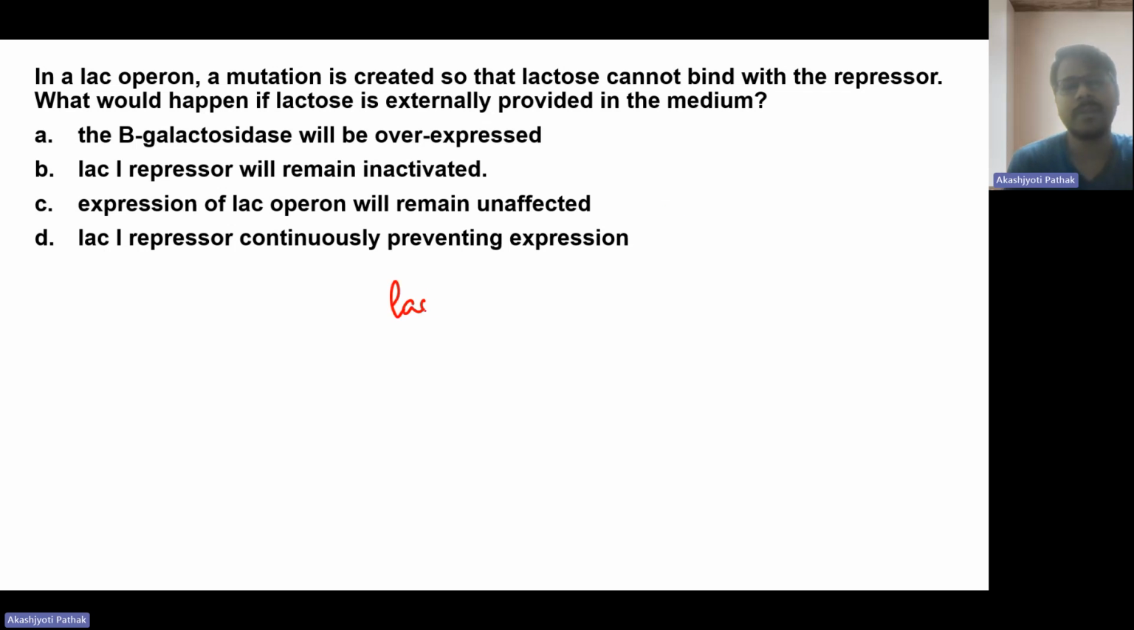So if my lactose is not able to bind to the repressor, the lactose is present in the media, but still it cannot bind to the repressor protein. In that case, my repressor will remain active. It will go and bind to the operator region. So this is the operator region. It will bind to the operator region, and it will prevent the RNA polymerase from transcribing the genes.